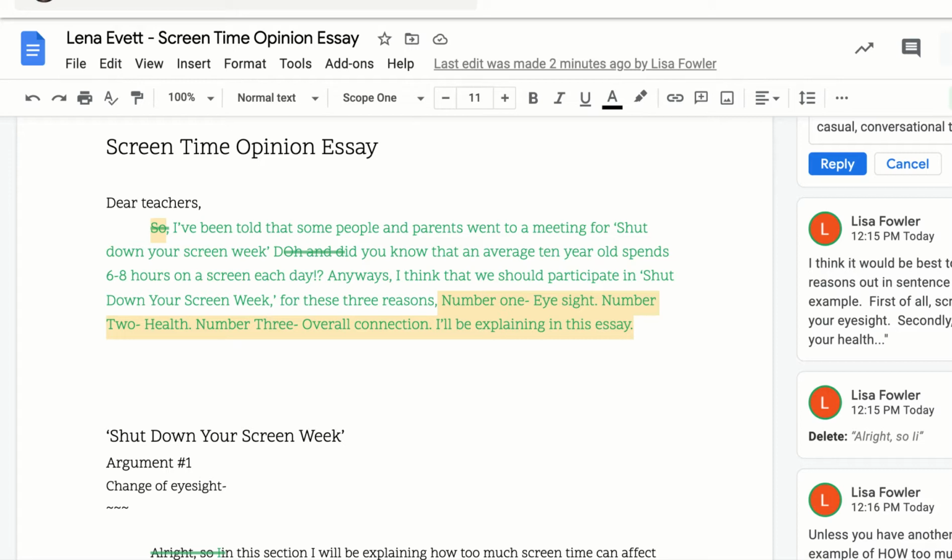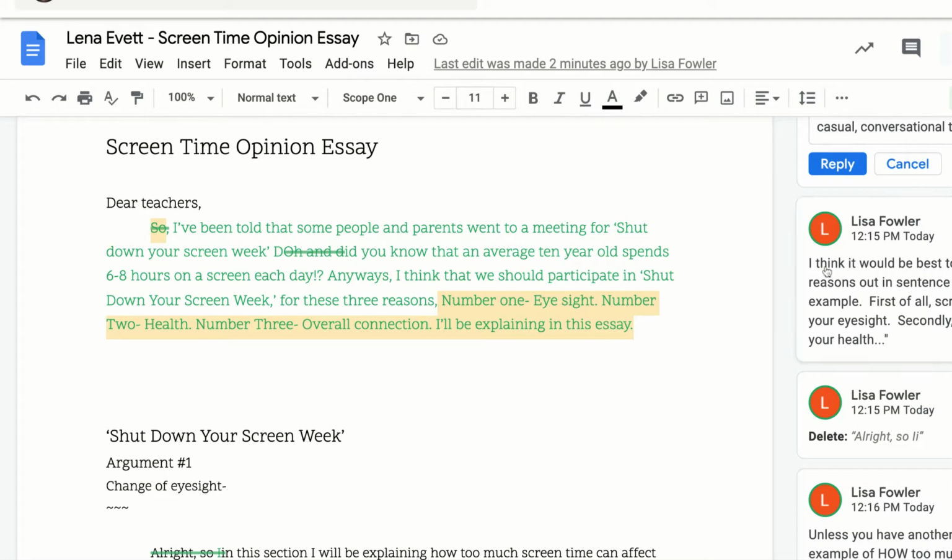She starts out her essay saying, "Dear teachers, so I've been told that some people and parents went to a meeting for Shut Down Your Screen Week." When you use the word so, it sounds really casual and conversational, so I just cut that out for a formal essay. Also, right here, she says number one, eyesight, number two, health, number three, overall connection. We would actually talk this way in a conversation, but in an essay, we would need to write each one of these as a sentence.